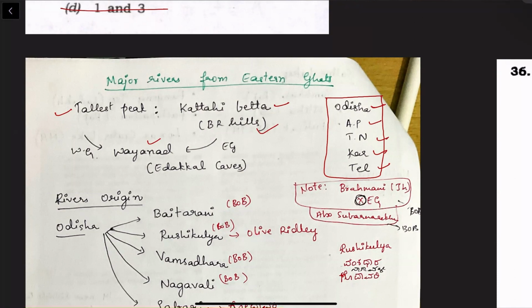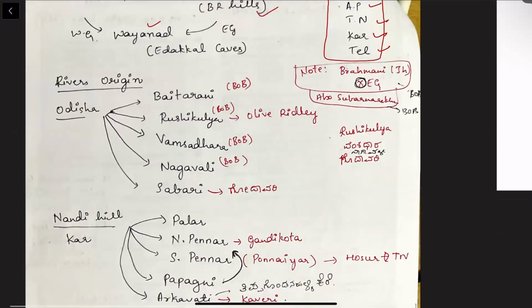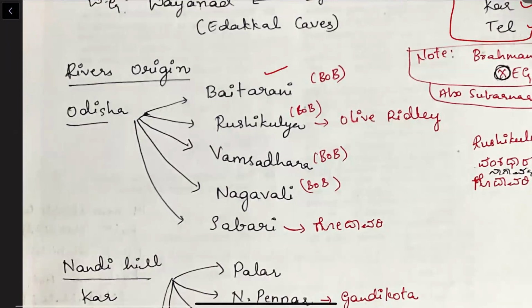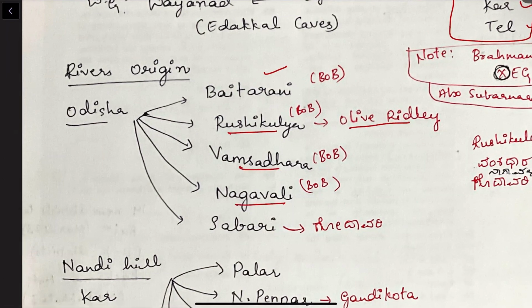And what are the rivers that take their origin from the Eastern Ghats? When we come to Odisha, Baitarani is there, which we have just analyzed with the help of the 2011 paper. Baitarani river rises in Odisha and has its origin in the Eastern Ghats. Then Rushikulya River, which is also an important nesting site of olive ridley turtles. Then Vamshadhara River, Nagavali River, and Shabari. Shabari River also rises in the Eastern Ghats, and it is one of the tributaries of the Godavari River.